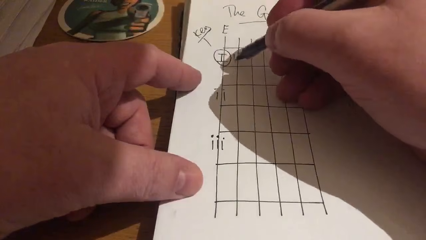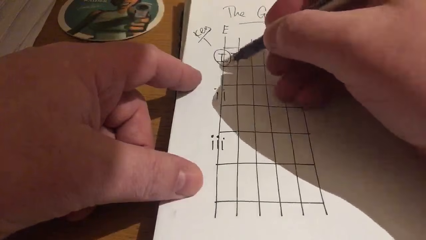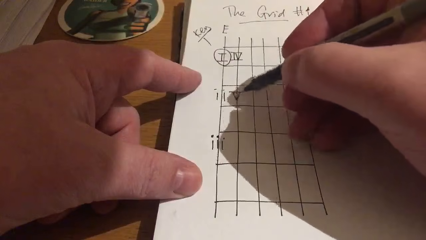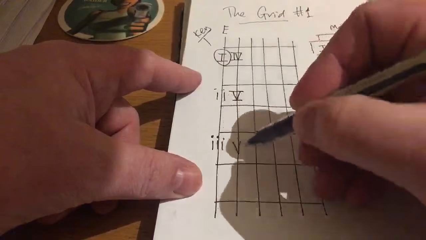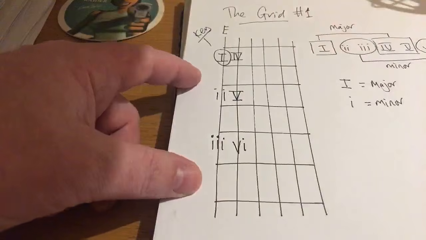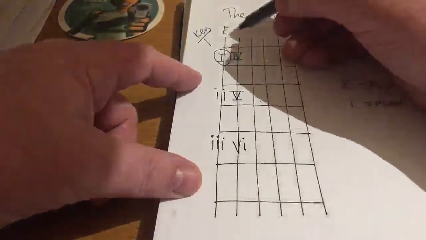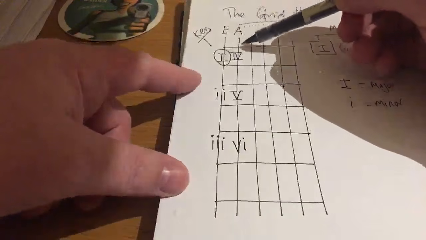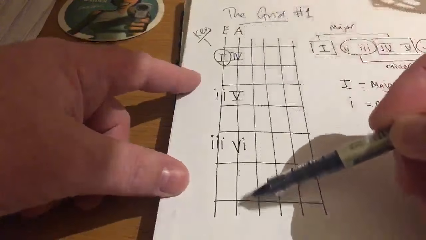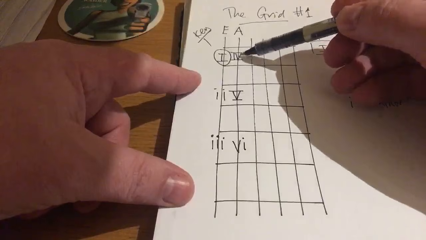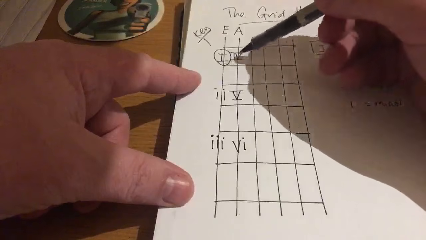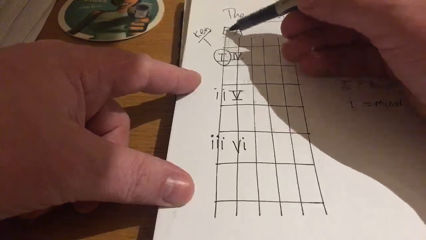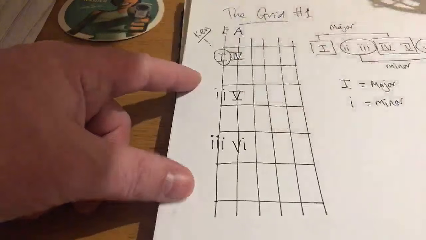If I come over here, this is where chord 4 lives. Notice major. This is where chord 5 lives, and this is where the root note of chord 6 lives. So essentially, any chord whose root note falls on this string is going to be an A shape. Anything that falls on this string is going to be an E shape, whether it's major or minor.